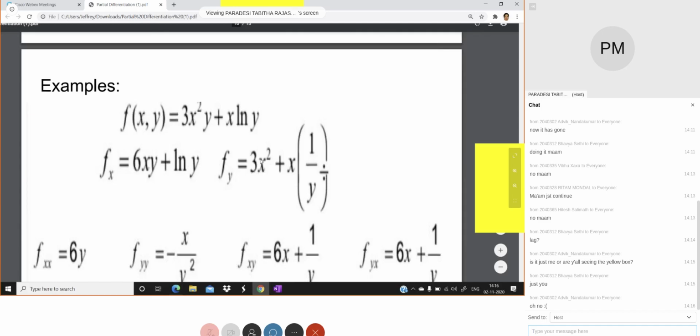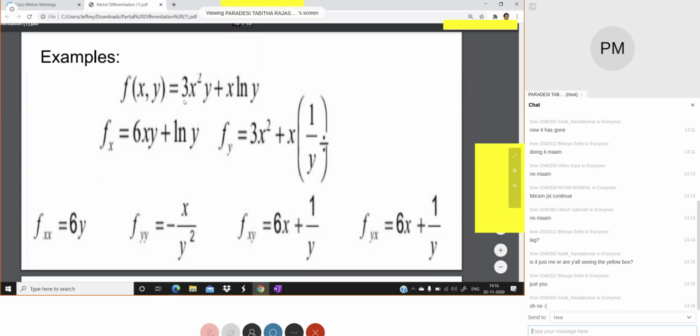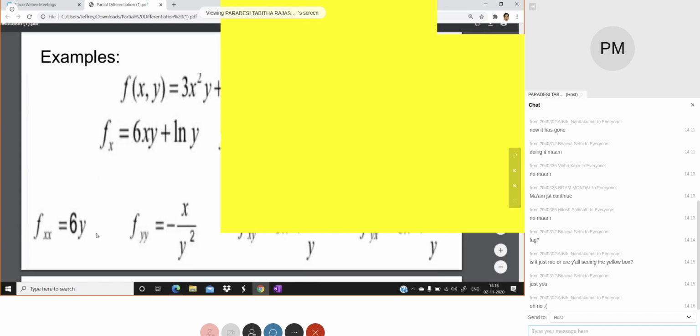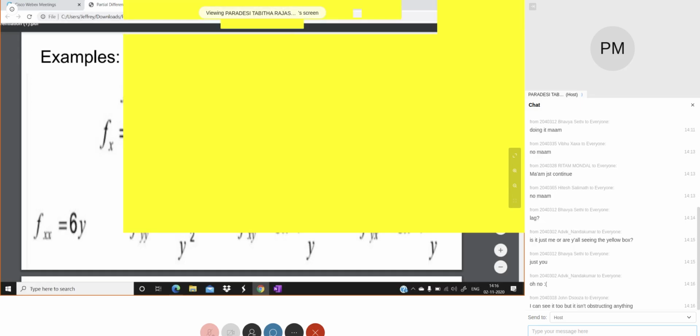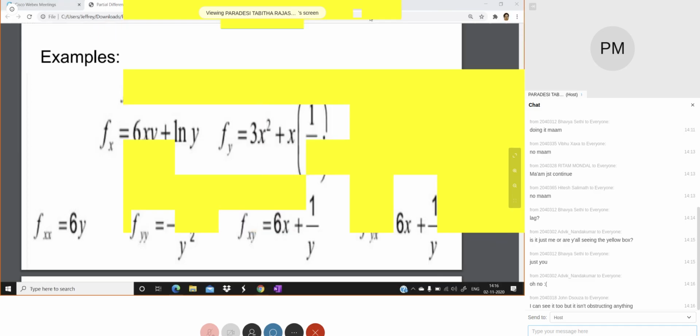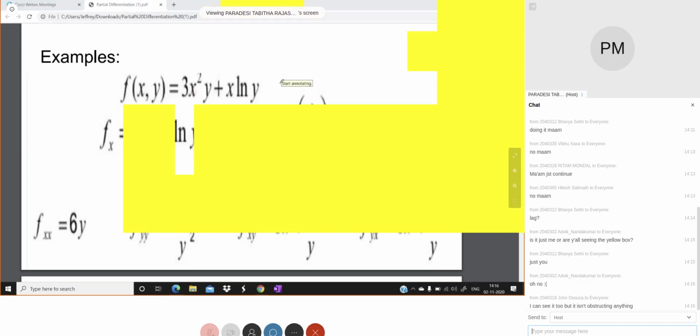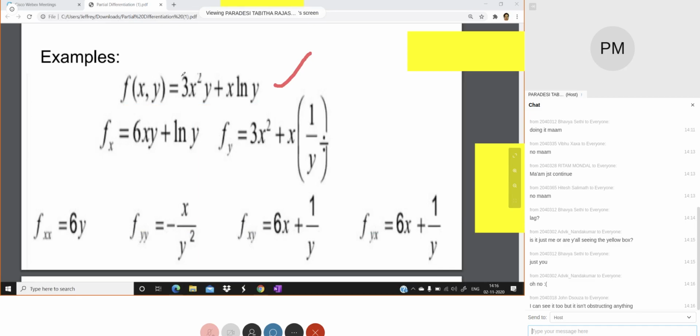Yeah, we go back to the same example. The function which is in two variables. Now we find the first order derivatives and the second order derivatives also. So start with the function on the two variables. This is the function 3x square y, yeah, 3x square y plus x log y.